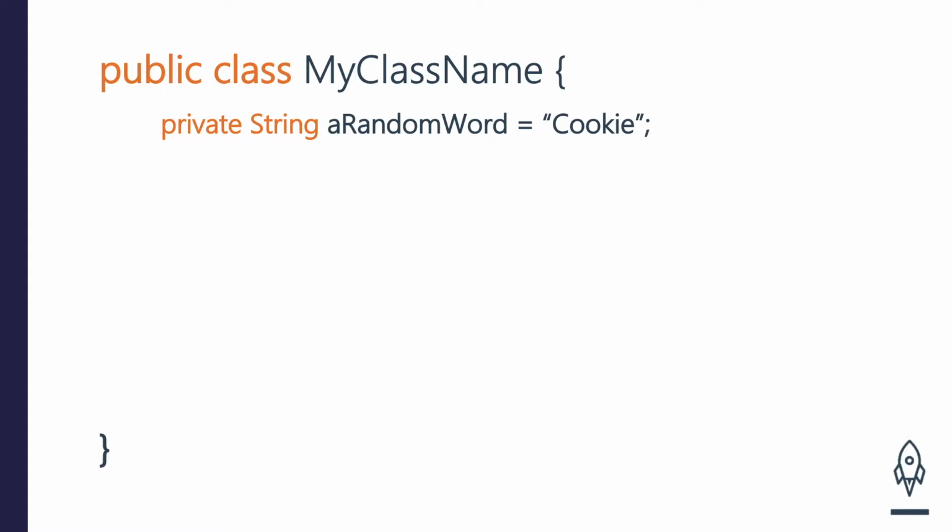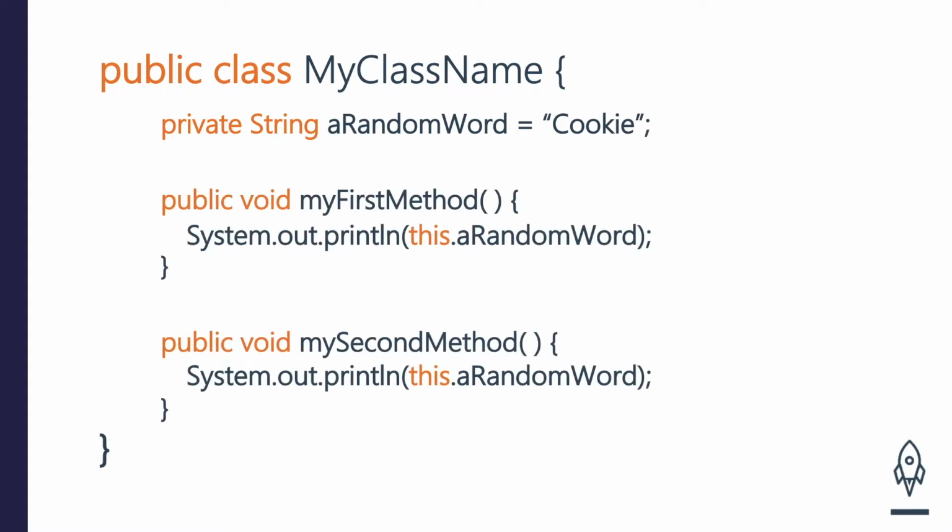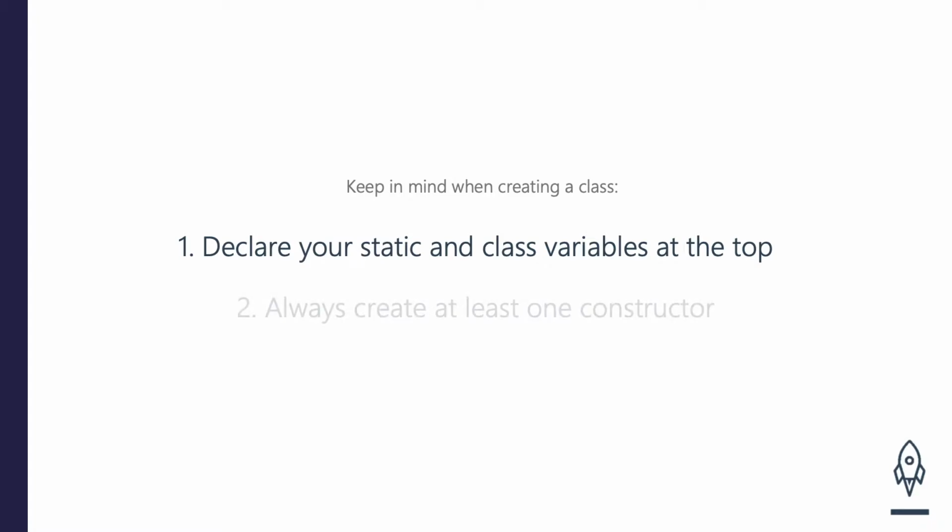When we create this class variable, that again means multiple methods can access this variable within their own code. So what do we mean by this? That if we create a first method and a second method, both of these methods can access a random word using the keyword this.